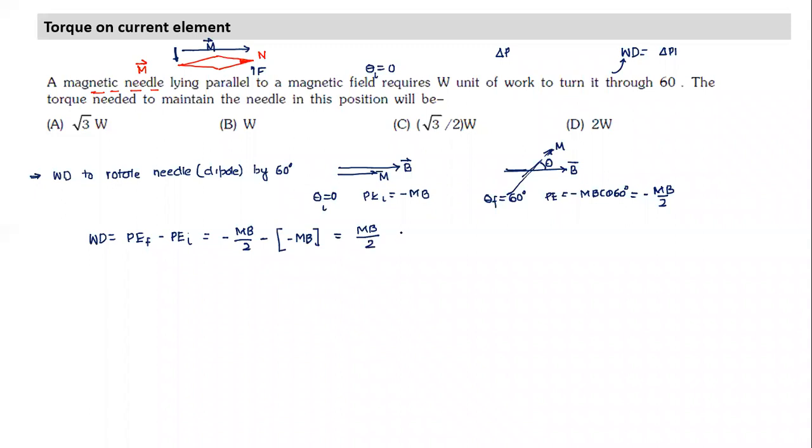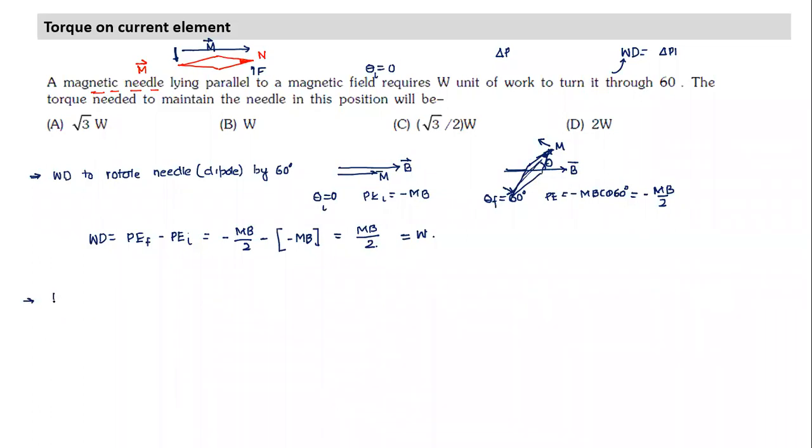That's the work done, which is given as W. Now what we need to find is, what is the torque needed to maintain the needle at this position? To visualize, if I turn this needle like this, the needle will tend to come back in the same direction. So I need to apply a force like this, and so I'll need to apply a torque here. What is the torque I need to apply?